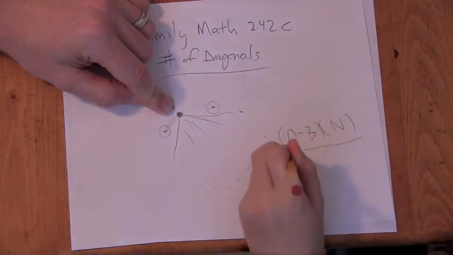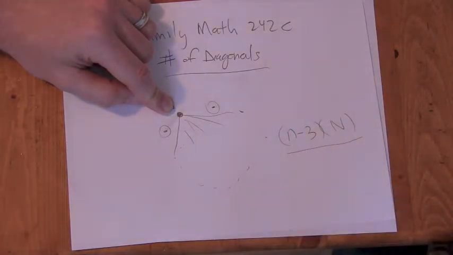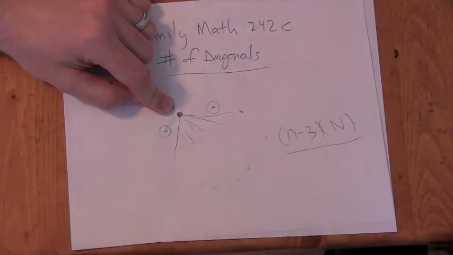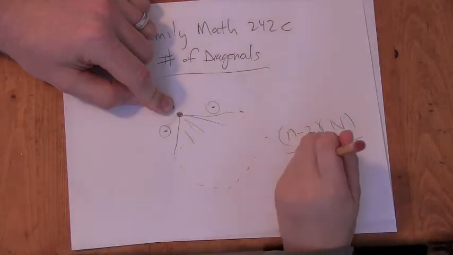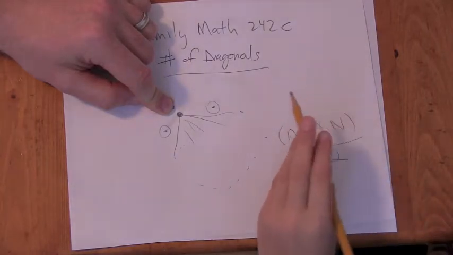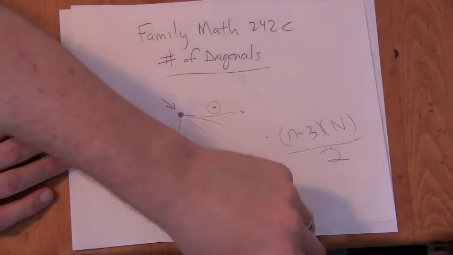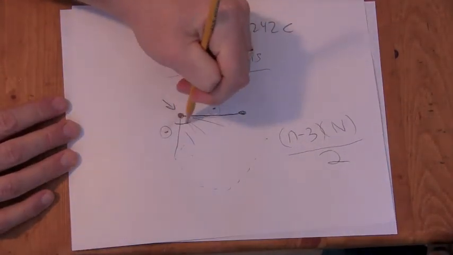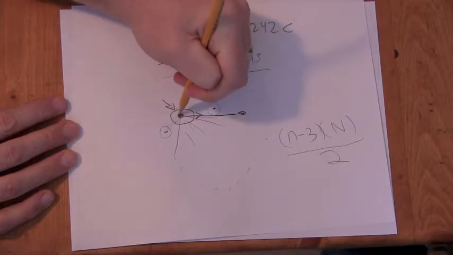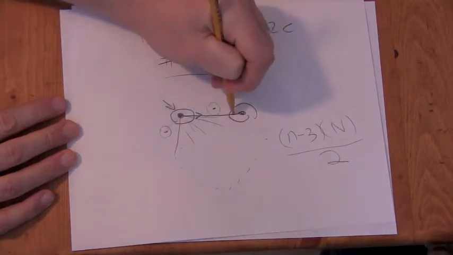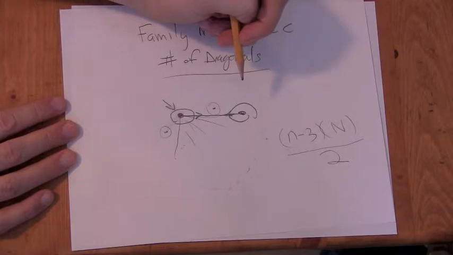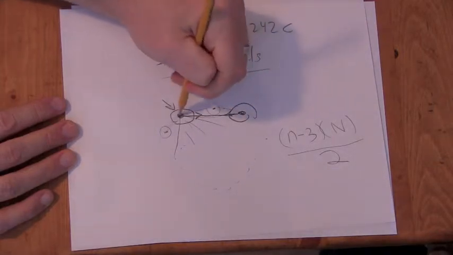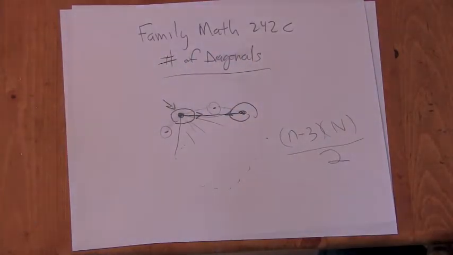And that's it? Then we have to divide by 2. Why? Because we were over counting again. Because this one here that we've drawn in, that goes from here to here, just like before, we've counted it coming out of this vertex, and we're going to count it coming out of this one. Isn't that the edge? No, these are the edges here. This is a diagonal. So we double counted.